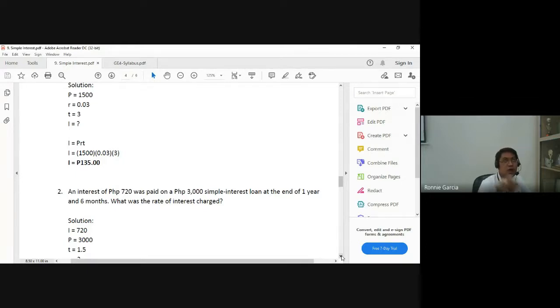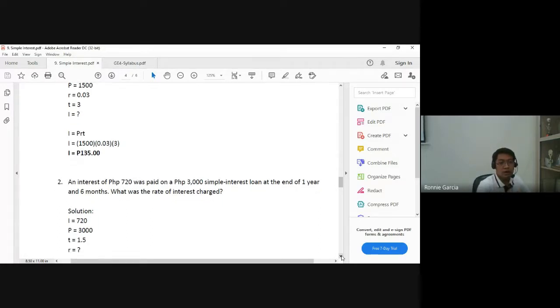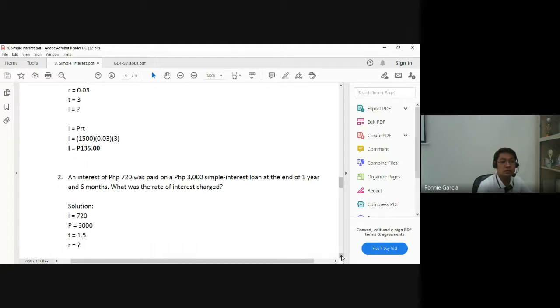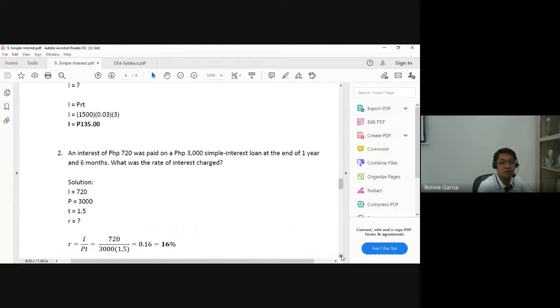So kung i-convert mo ang 1 year and 6 months into year, that is equivalent to 1.5. R is the unknown because the question is what was the rate of interest charge. So balik ta ka tong formula ganina, i-recall na to. R is equal to, o pwede po niyong gamitin ani, I divided by P times T. So it's 16%. And nobody got the correct answer. I was waiting for 16% or 0.16.